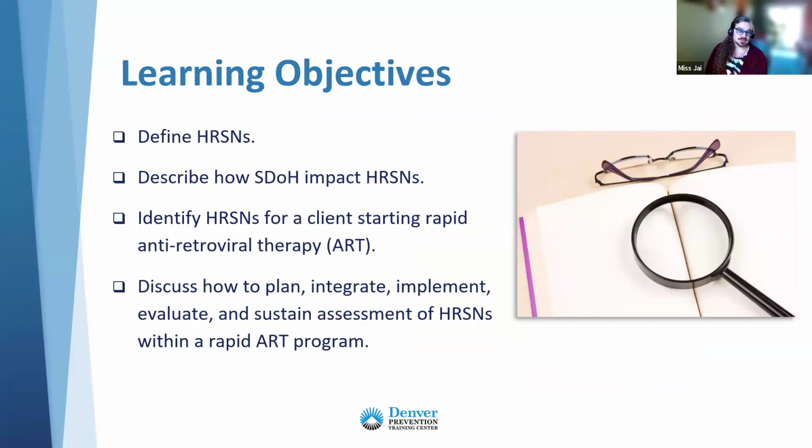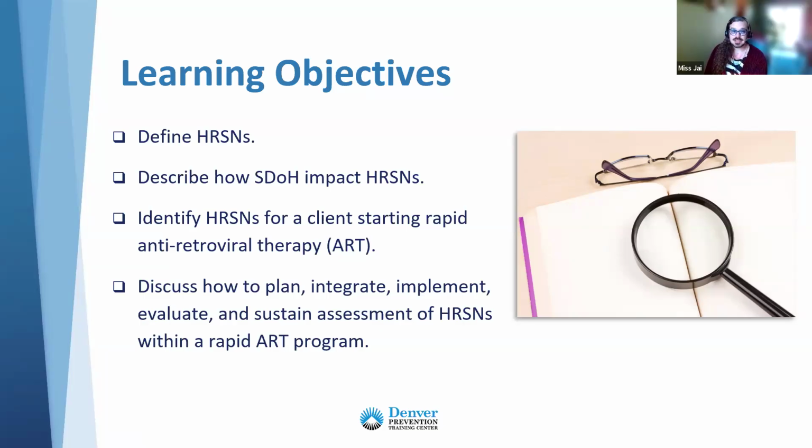So here are our learning objectives for today's community of practice. By the end of our time together, you'll be able to define health-related social needs, or HRSNs, and describe how HRSNs correspond to social determinants of health, or SDOHs. You will also be able to identify potential HRSNs with a client who is interested in starting rapid antiretroviral therapy, or ART, and we will discuss how rapid ART programs can plan, integrate, implement, evaluate, and sustain HRSN assessment with clients. As a reminder, rapid ART is when medication is initiated within 7 days of diagnosis.